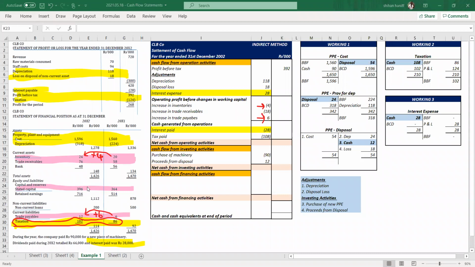Then the stated capital increased 364 to 396. So that is a financing activity. Issue of shares. 396 minus 364 is 32. So that's a plus because when you issue shares, you get money.